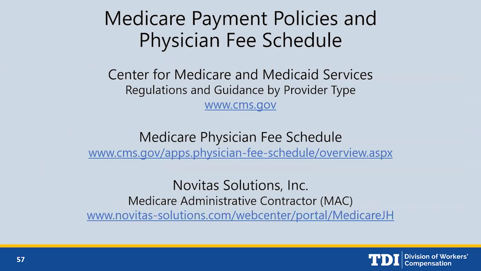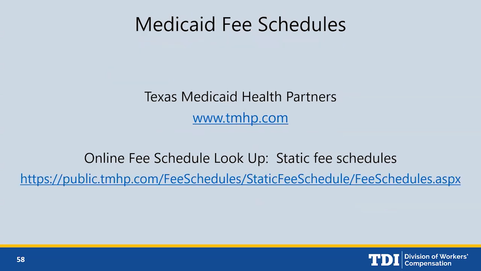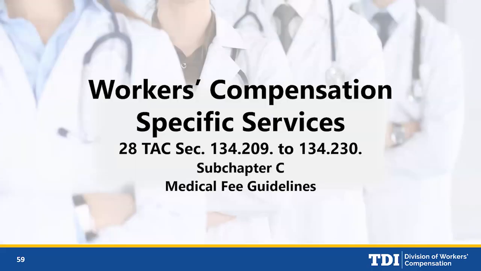Also, the websites I've been talking about. The main website for Medicare is the Centers for Medicare and Medicaid Services, that's cms.gov. The Medicare Physician Fee Schedule is at the Novitas website. You can also find it on the CMS website for your location. So either the mother website, which is CMS, or the individual Medicare Administrative Contractor, or MAC, which for Texas is Novitas. For the Medicaid fee schedules, the specific URL for finding the static fee schedule is there for you to look up. So that's the medical fee guideline.